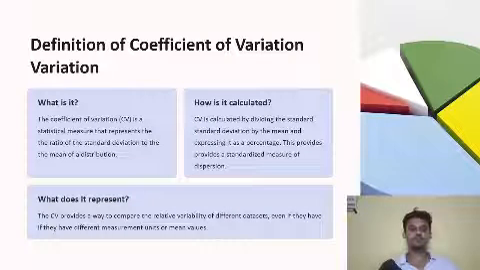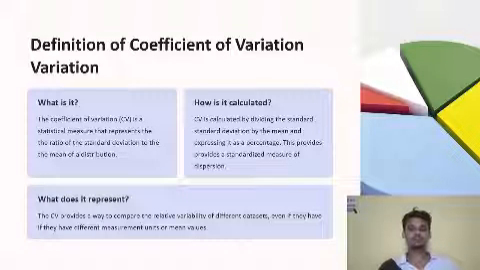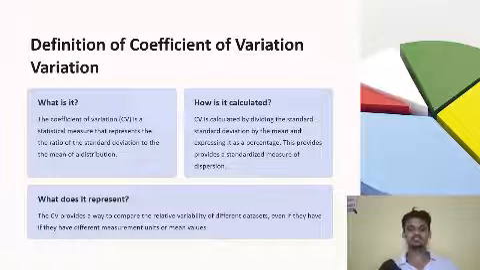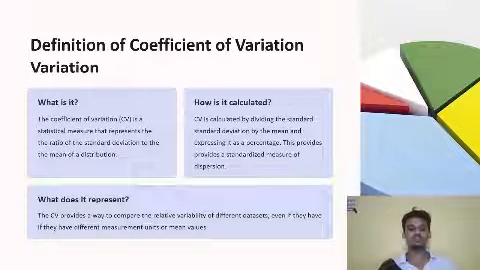Definition of coefficient of variation. What is it? The coefficient of variation is a statistical measure that represents the ratio of the standard deviation to the mean of the distribution. How is it calculated? CV is calculated by dividing the standard deviation by the mean and expressing it as a percentage. This provides a standardized measure of dispersion. What does it represent? The CV provides a way to compare the relative variability of different datasets, even if they have different measurement units or mean values.